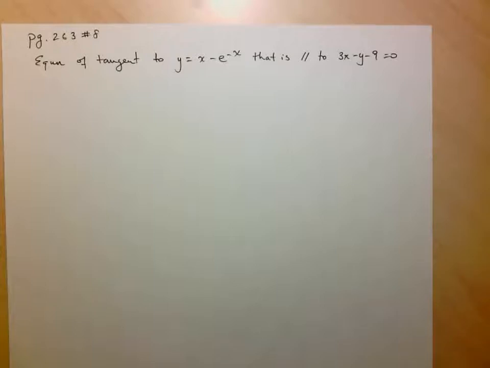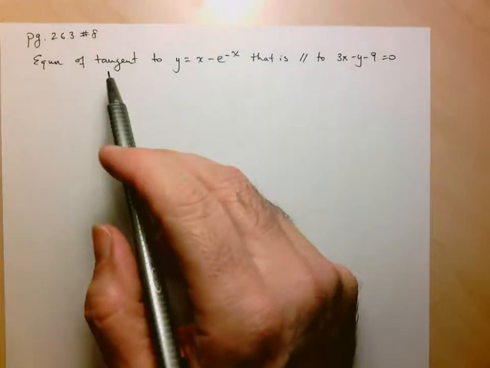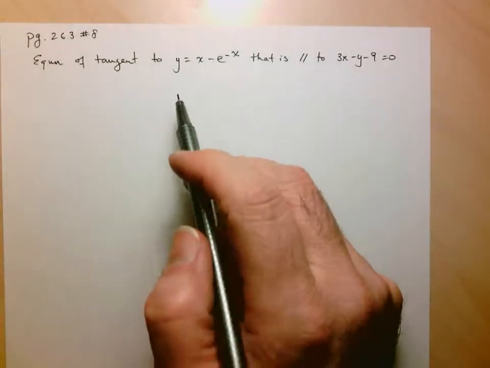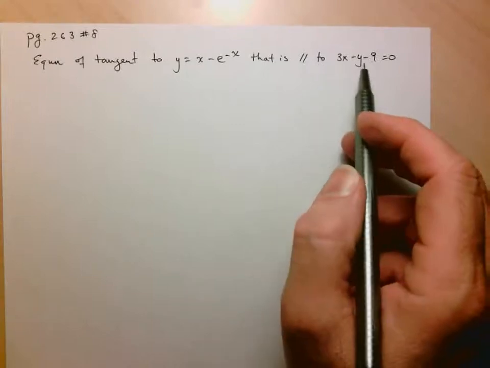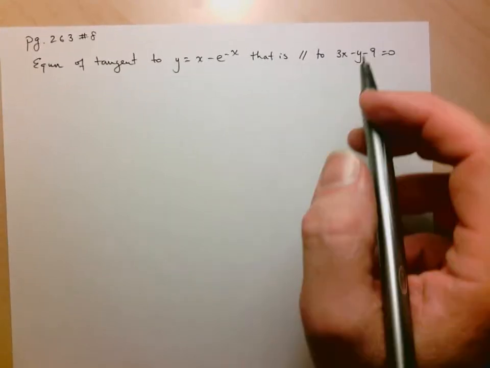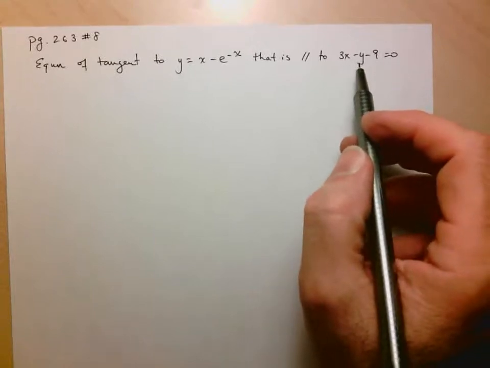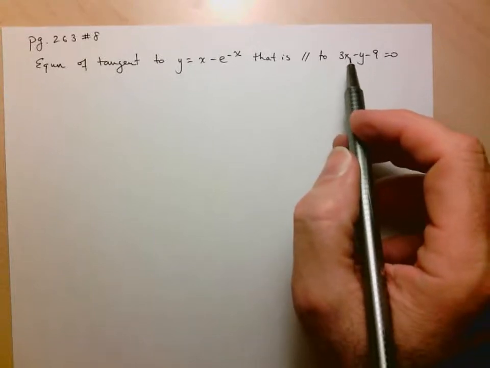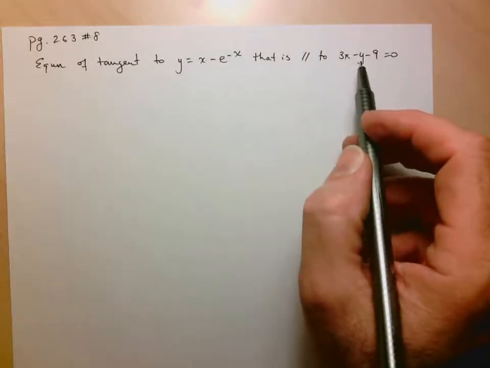Hi folks, we're going to take a look at number 8 from page 263. What they're asking us to do here is to find the equation of the tangent to this curve that's also parallel to the given line. First thing to keep in mind is that this line is not the tangent line. What we know is that the tangent we're looking for is parallel to this line.